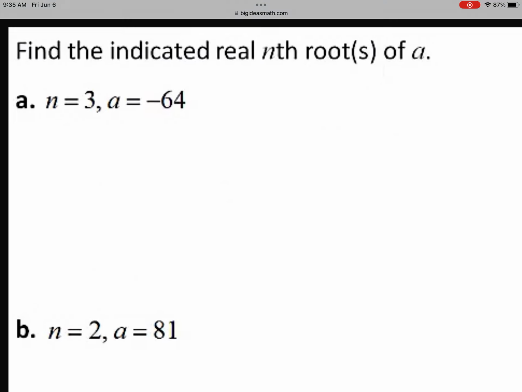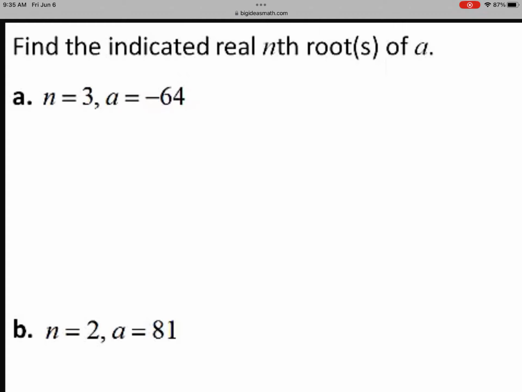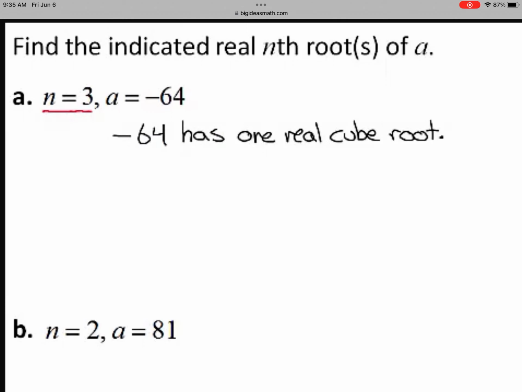Find the indicated real nth root or roots of A. Part A, n equals 3, A equals negative 64. Because the index n equals 3 is odd, negative 64 has one real cube root. Notice that the quantity negative 4 to the third power equals negative 64.